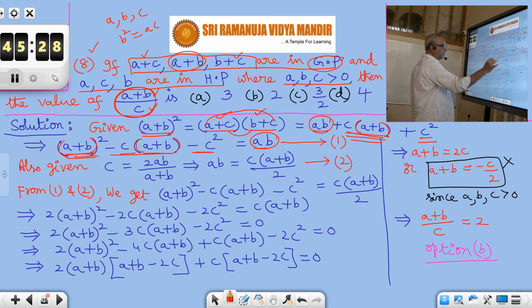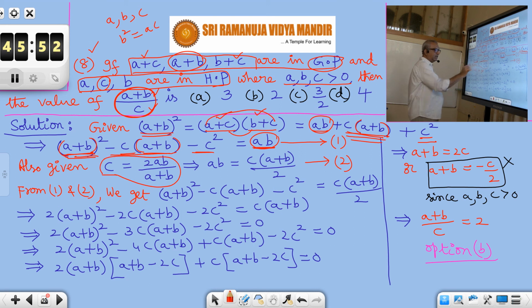Okay. Here AB is there. Can you write this also in terms of A plus B and C? Yes, from the second information given in the problem. Second information is A, C, B are in HP. That means C is the harmonic mean between A and B. Therefore, C is equal to what? 2AB by (A plus B), harmonic mean. So, therefore, AB is equal to what from this? C into (A plus B) by 2. Is it not? Cross multiplying, you get C into (A plus B) by 2.